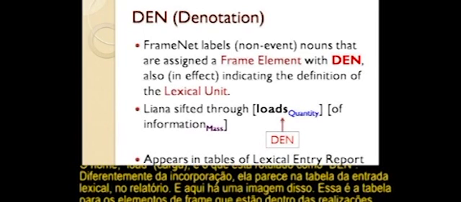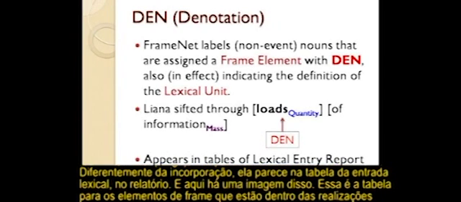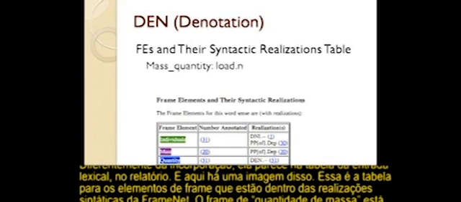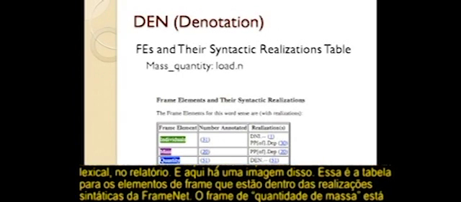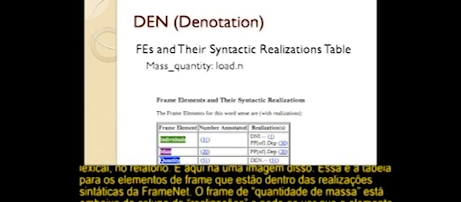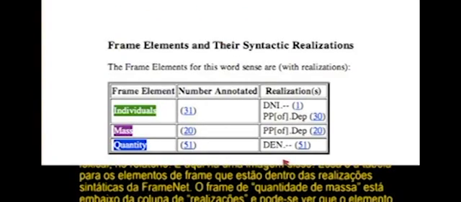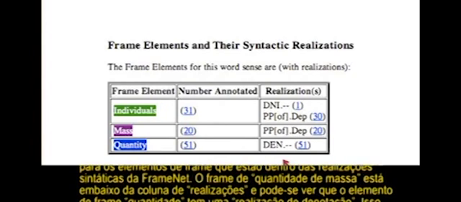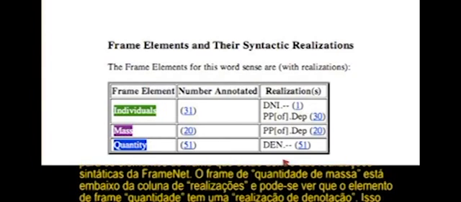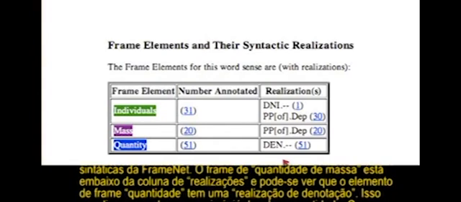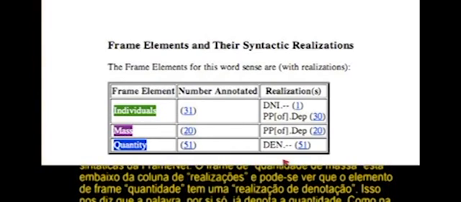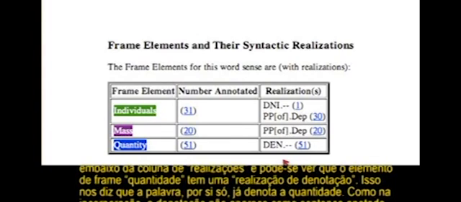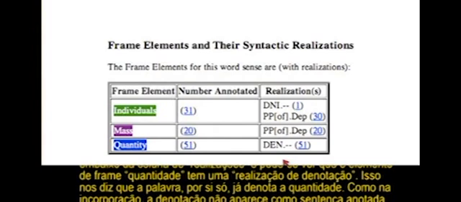And unlike incorporation, it appears in the tables of the lexical entry report. And here's a picture of that. So this one happens to be the table for frame elements and their syntactic realizations in the mass quantity frame. And you see under the column for realizations that the frame element quantity has a realization of denotation. Right? So that's telling us that the word itself denotes the quantity.